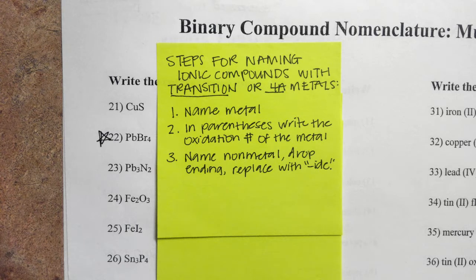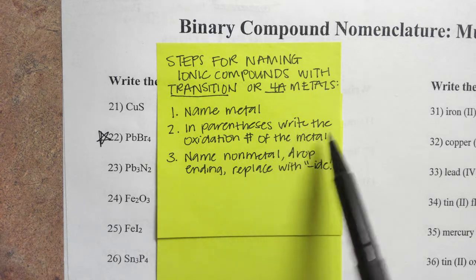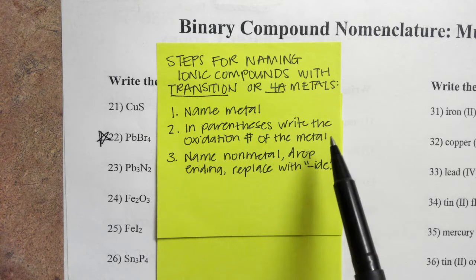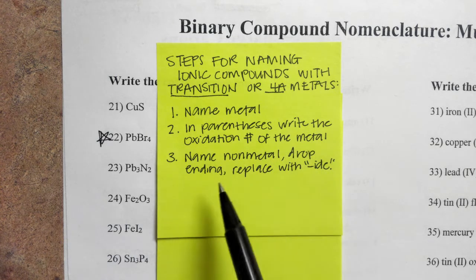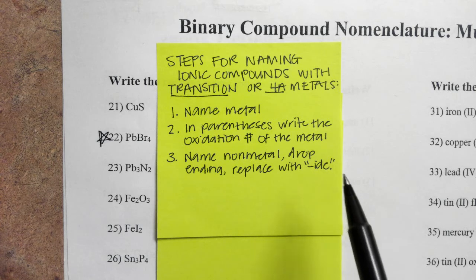For ionic compounds that have transition or 4A metals, the first step is you're going to name the metal. Then in parentheses, you're going to write the oxidation number of that metal. And then finally, you're going to name the nonmetal, drop the ending, and replace it with IDE.